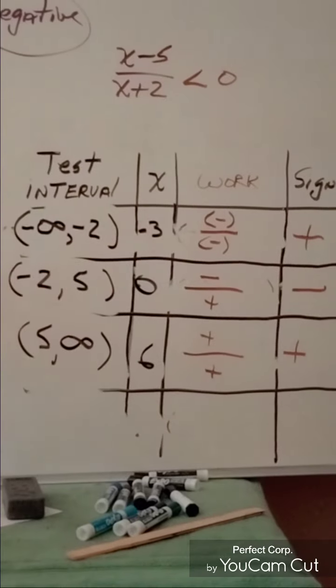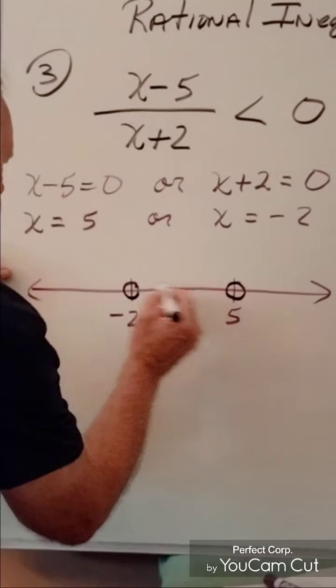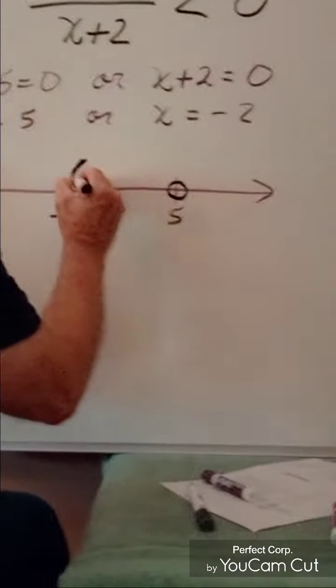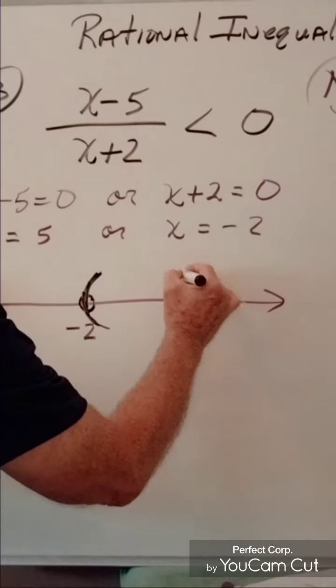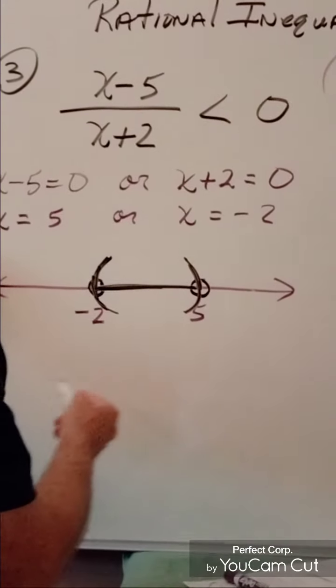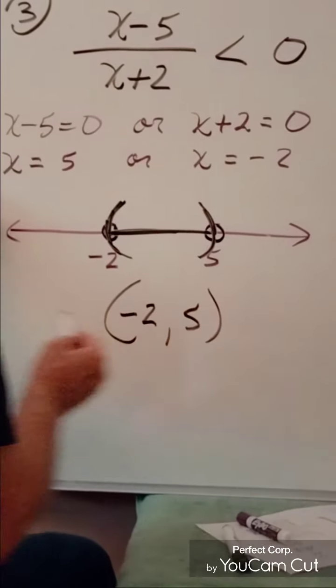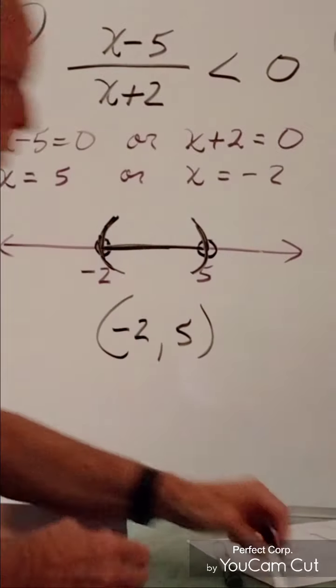So we'll come over here and do it right in here. This is the only interval that will satisfy the solution. So you make a parenthesis there and a parenthesis there, and you shade, and the interval notation would simply be -2, comma, 5, and we'd have the given solution right there.